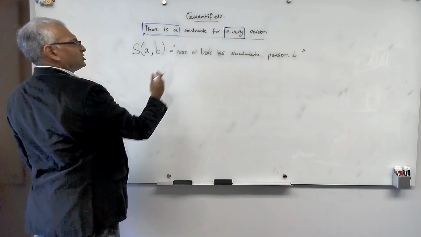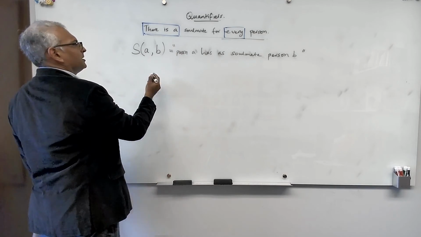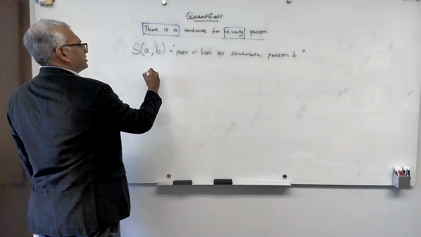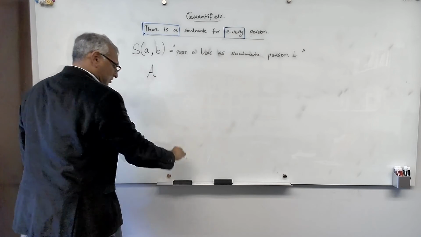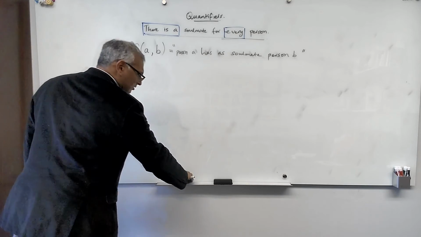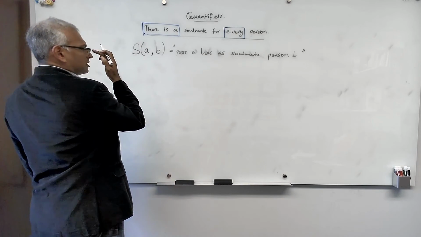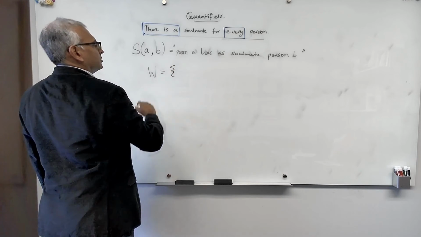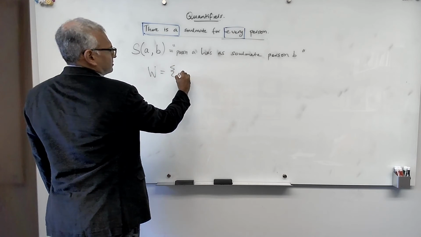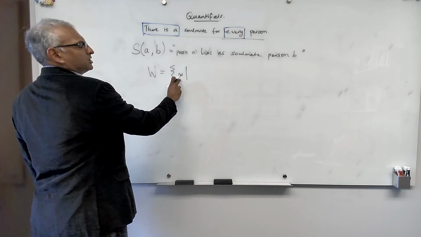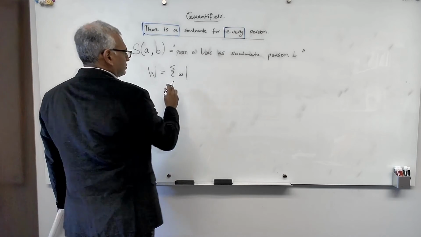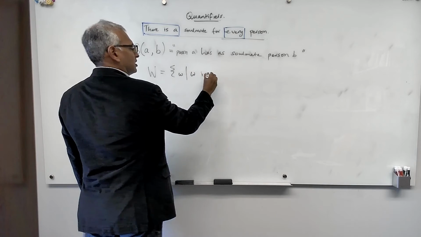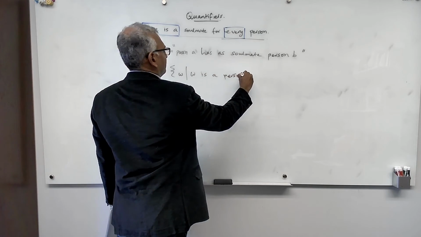So we're clearly talking about people, so we could define the set of people. What can we use for people? Let's call people, I don't know, W is the set of people. So it's the set of objects which I will generically refer to as little w, where w is a person. So I've defined a set.